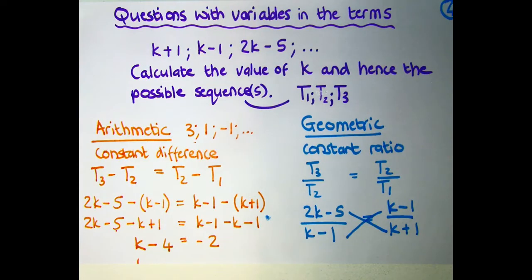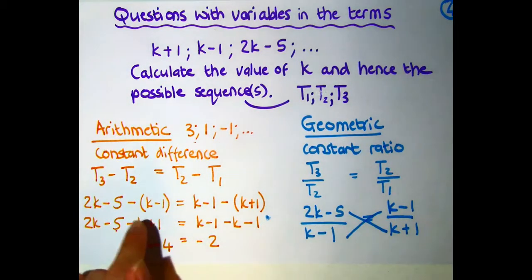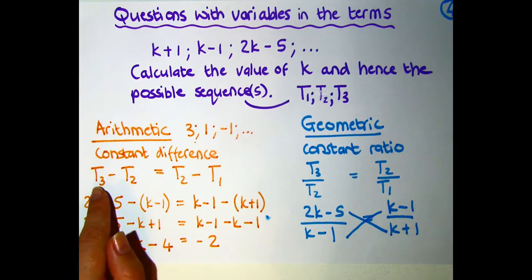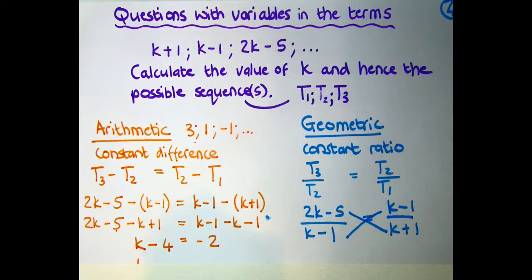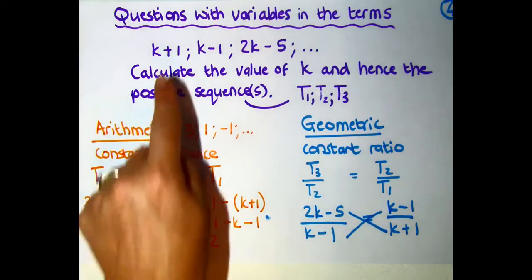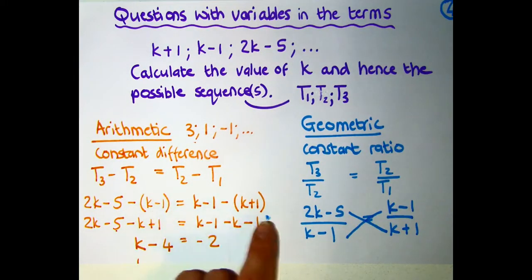This is a question where there are variables in the terms, and they're asking you to find the variable and also the possible sequences. With the arithmetic one, we know that because it's arithmetic, you can equate the differences. We know that there's a constant difference, so we know that T3 minus T2 equals T2 minus T1. And what we did here is we merely subbed in those terms as they are, being careful to put brackets when we're subtracting, and we got out a value for k.